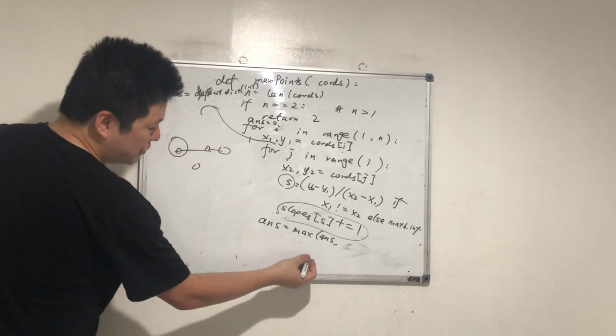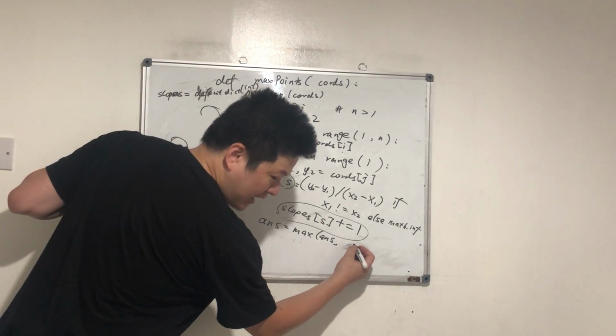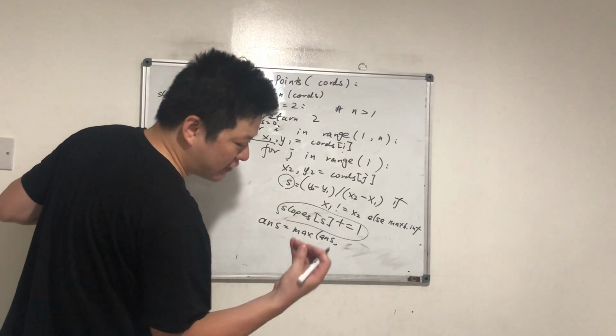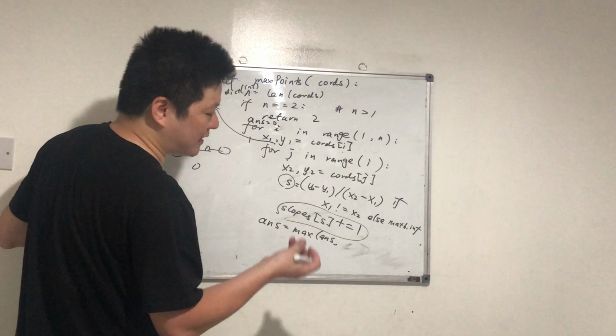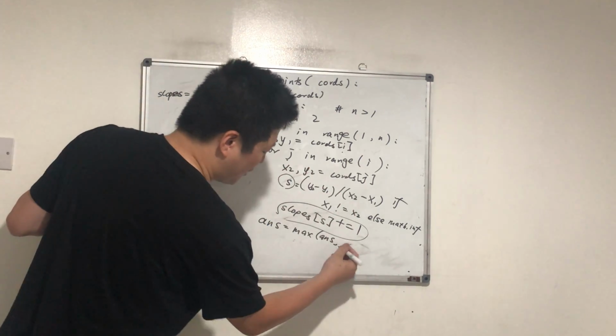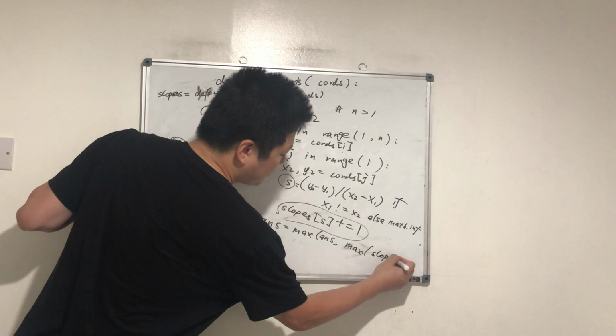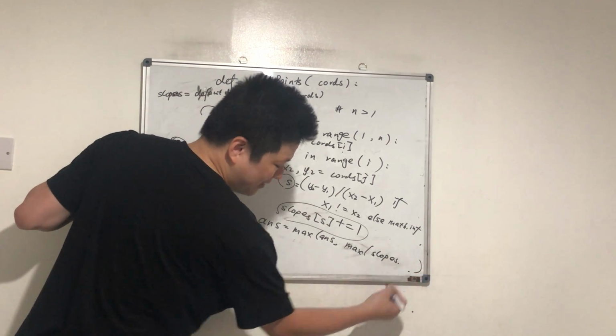So if there are 2, I have to count. I have to check what's the largest number of the most common slope. Yeah, so that I will have the max slopes. Slopes dot what? Key or value?